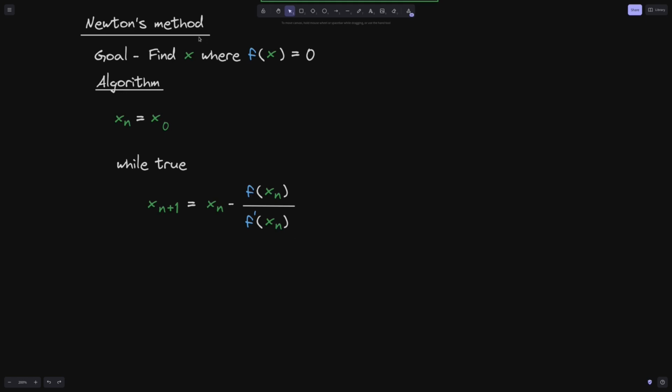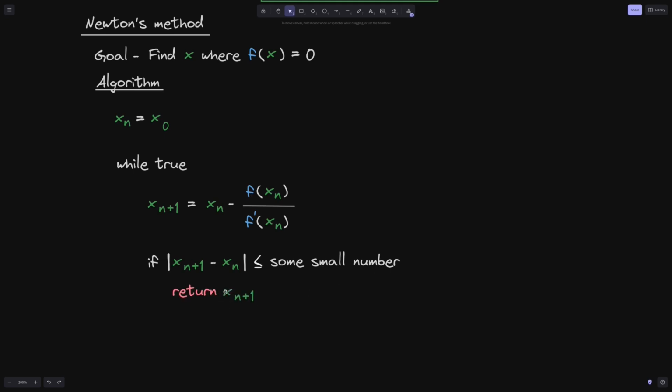Now, there are cases where Newton's method does not work well. If you're curious for more information, I'll put a link in the course. And then next, we evaluate the difference between x sub n plus 1 and x sub n. If this difference is really small, then we return x sub n plus 1.